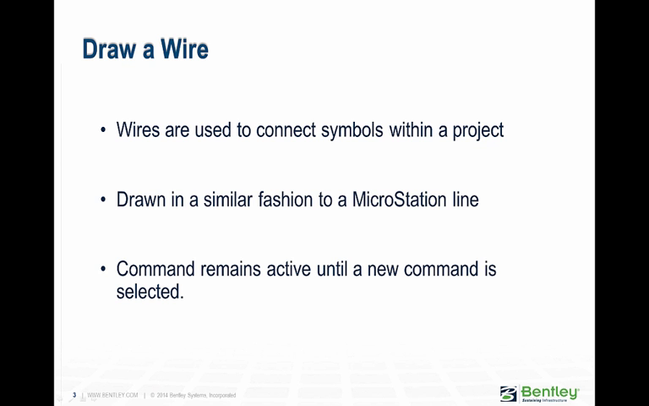Wires are one of the primary elements of any project within Promis.e. They are used to connect symbols inserted on a drawing page. Wires are drawn in the same fashion as traditional lines are drawn within the base MicroStation. Importantly, the Draw Wire command will remain active after a wire segment has been drawn. This allows for multiple wire segments to be drawn quickly.